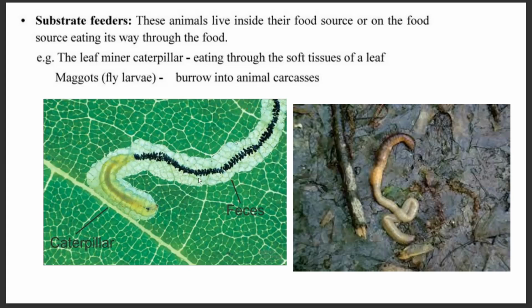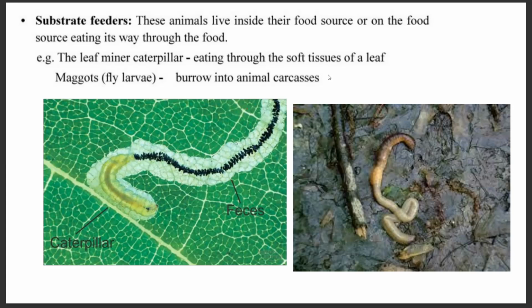Then these black color particles, those are the fecal matter of that caterpillar. And next one, maggots or fly larvae. They burrow into animal carcasses, right? Animal dead bodies. So these animals, substrate feeders, they live inside their food source.